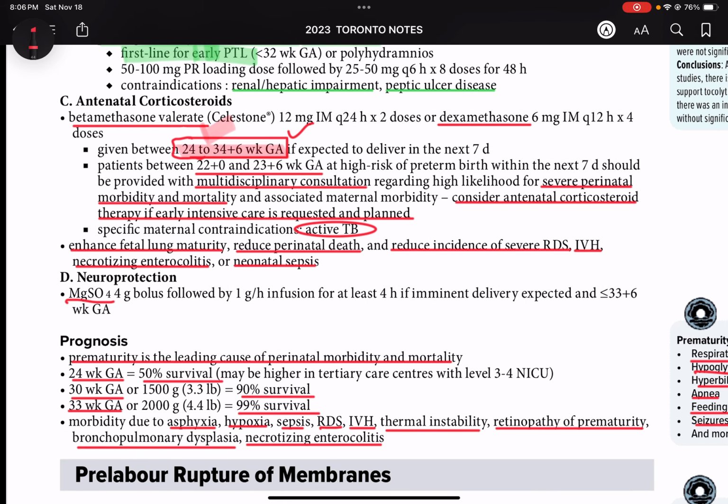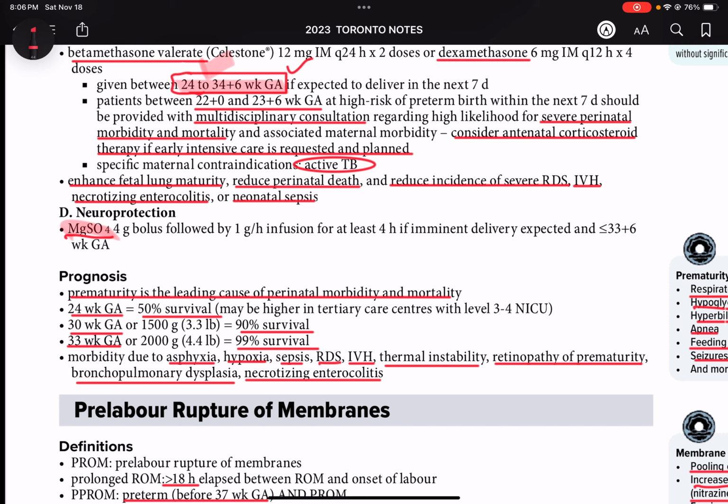For neuroprotection, we are going to give magnesium sulfate, 4 grams bolus, followed by 1 gram per hour infusion for at least 4 hours, if imminent delivery is expected and it is less than 34 weeks. So if it is less than 34 weeks, then you're going to go for magnesium sulfate.